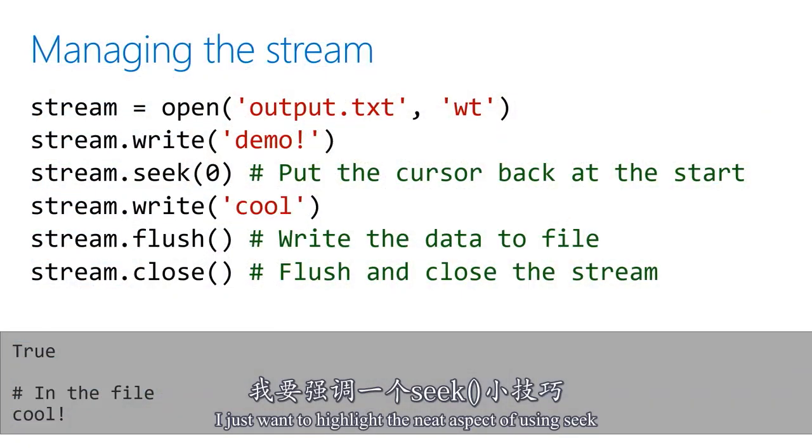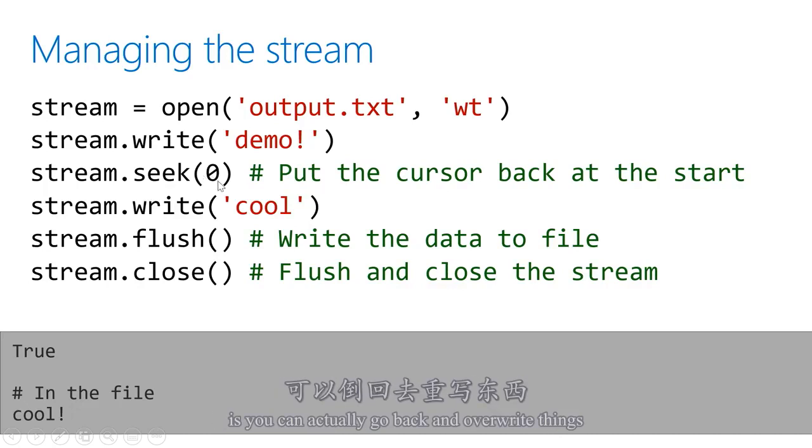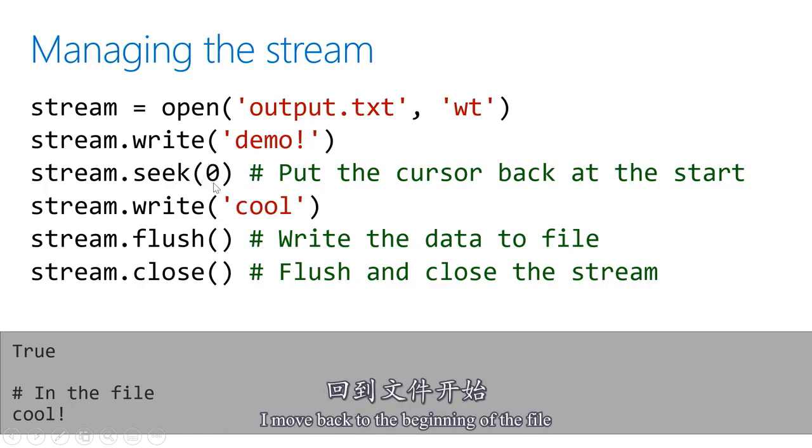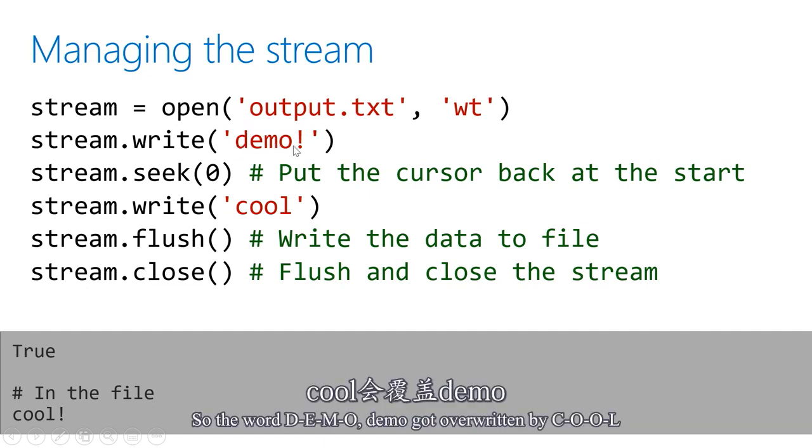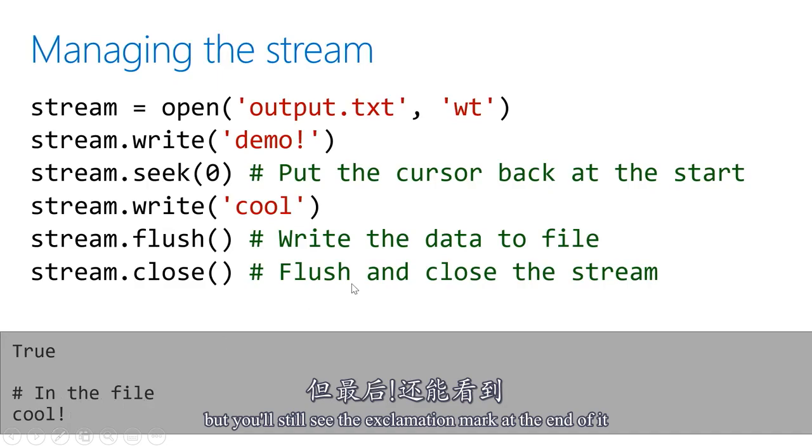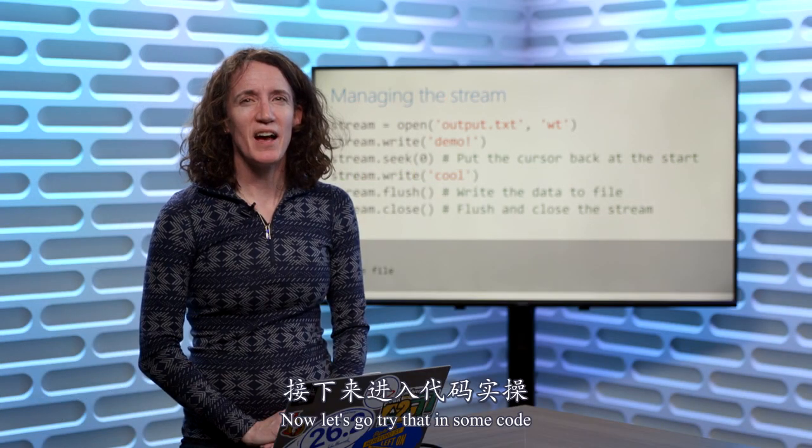So again, I just want to highlight the neat aspect of using seek: you can go back and overwrite things. When I did a seek, I moved back to the beginning of the file. So the word DEMO got overwritten by COOL, but you'll still see the exclamation mark at the end of it. Now let's go try that in some code.